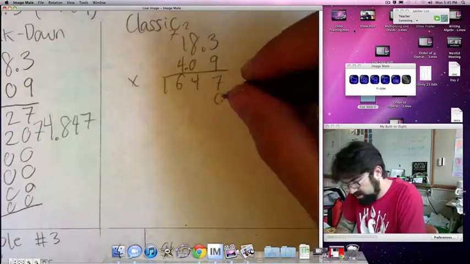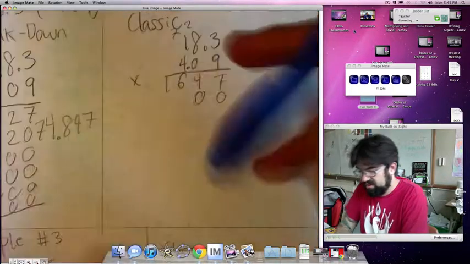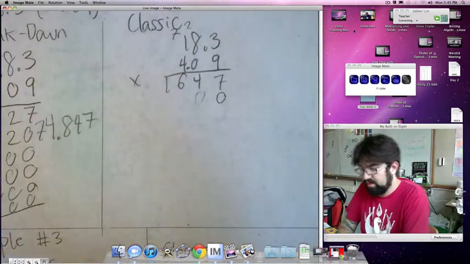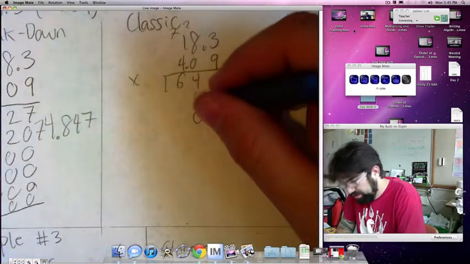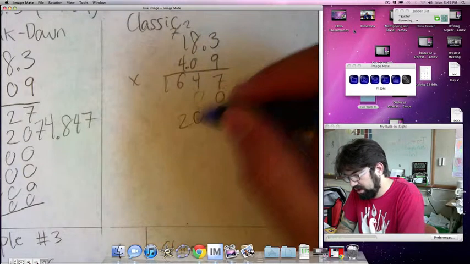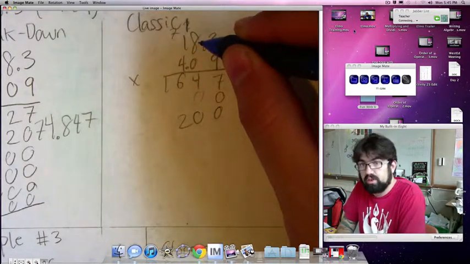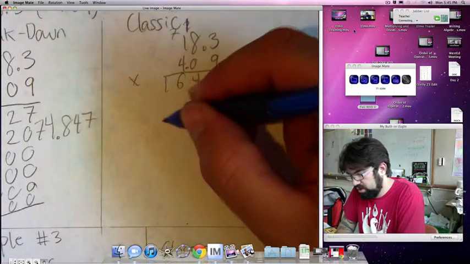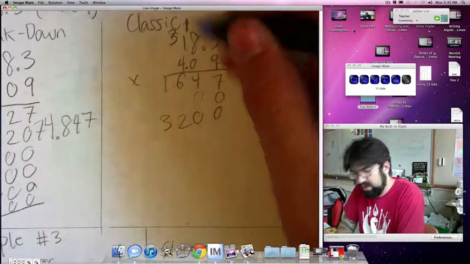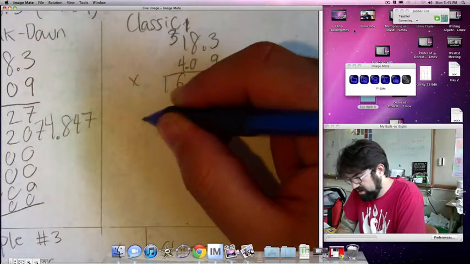Add a 0 place, but that's 0 times everything, so who cares? So I'm just going to leave that as 0. I'm going to add 2 zeros now, because the 4 is the third number. 4 times 3 is 12, carry the 1. 4 times 8 is 32. 32 plus 1 is 33. Now we're carrying a 3. 4 times 1 is 4, plus 3 is 7.